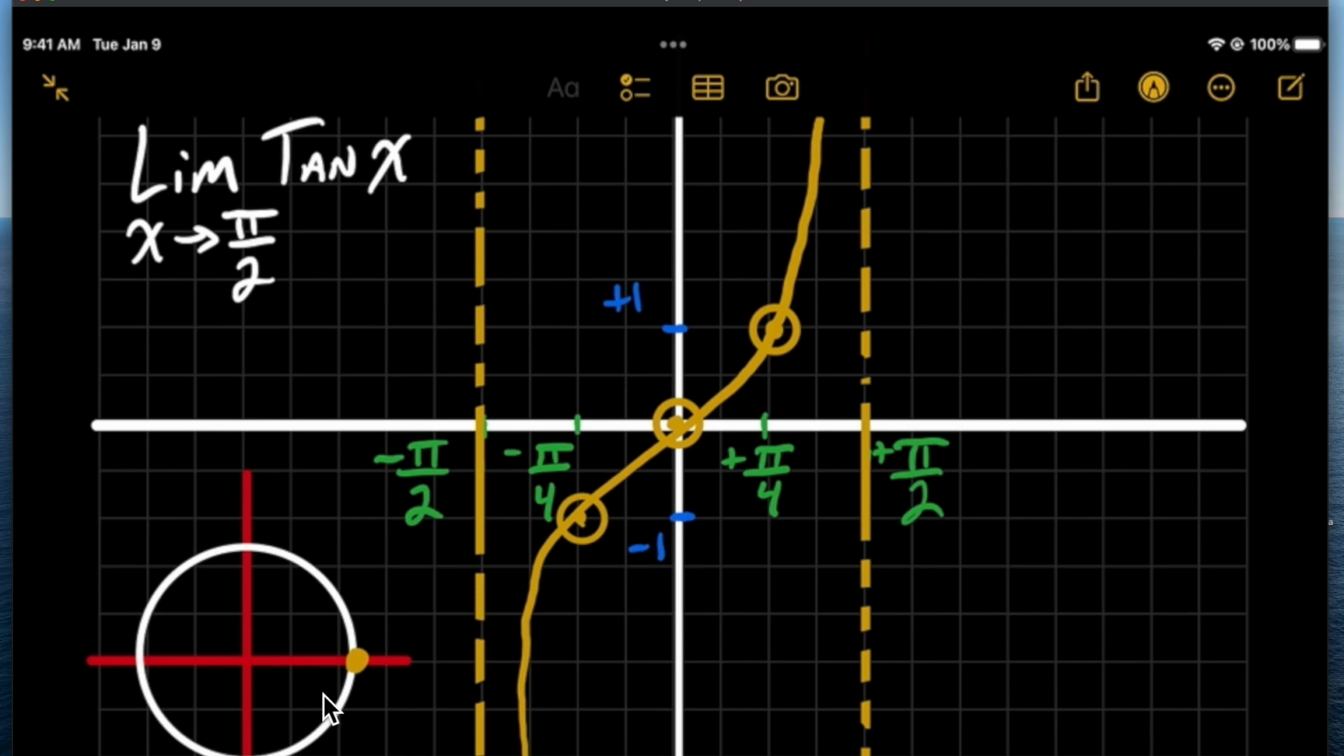Okay. Now, the problem is we are asked to find the limit going towards pi over 2. We only have the limit as x approaches pi over 2 from the negative direction. So we need to graph another period here. So what we're going to do is we're going to move pi in this direction, otherwise known as 2 pi over 2 in this direction. And that's going to put us at 3 pi over 2 for our next vertical asymptote.